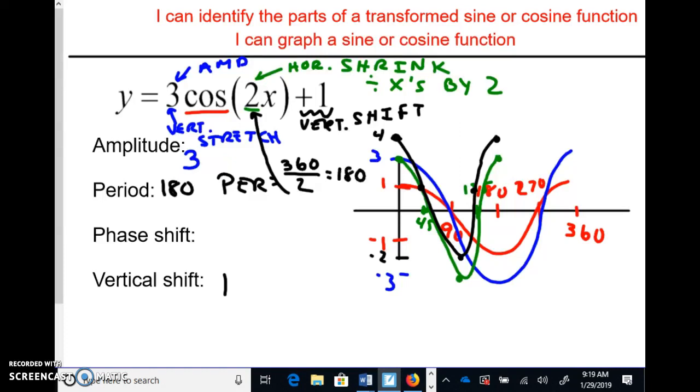The phase shift, there is no phase shift because it was not moved left or right at all. But the other way to find the phase shift, which we did not do on Friday, is to take what is inside the parentheses, which is 2x, set it equal to 0, and solve for x. So another way to find your phase shift is to take what's inside the parentheses, set it equal to 0, solve it for x.